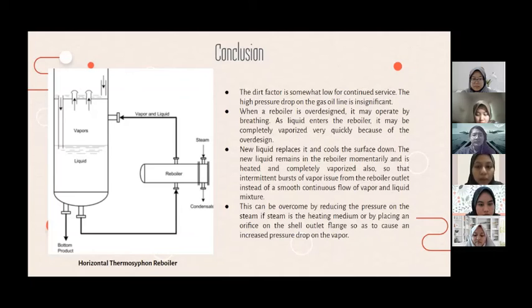The new liquid remains in the reboiler momentarily and is heated and completely vaporized also, so that intermittent bursts of vapor issue from the reboiler outlet instead of a smooth continuous flow of vapor and liquid mixture. This can be overcome by reducing the pressure on the steam if steam is the heating medium, or by placing an orifice on the shell outlet line so as to cause an increased pressure drop on the vapor.